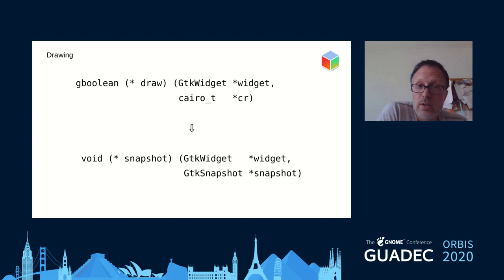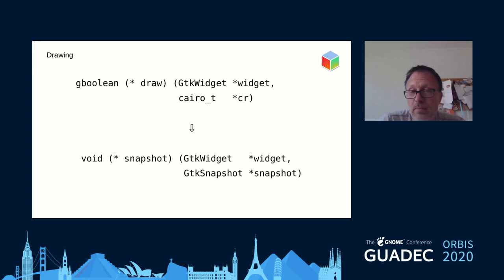So there's a lot of power that comes with that. In the GTK widget API, this change is reflected in the change from the draw vfunc to the snapshot vfunc. If you look at the draw vfunc up top here, you'll see that we pass a Cairo context in there. That Cairo context collects the pixels as the widgets draw their content.